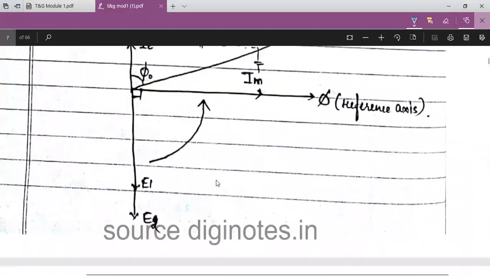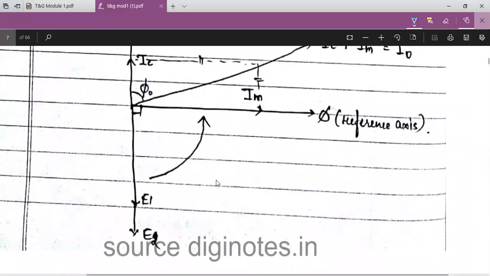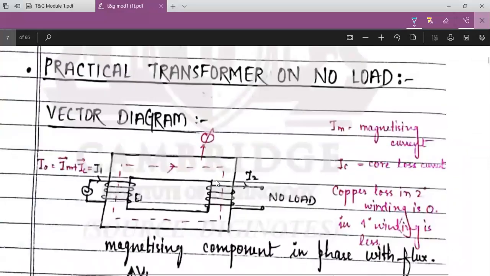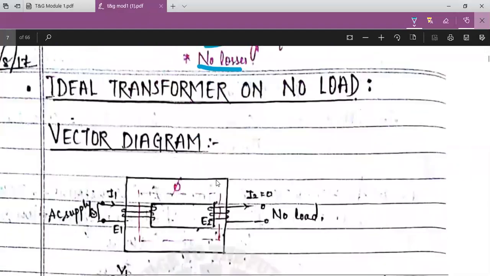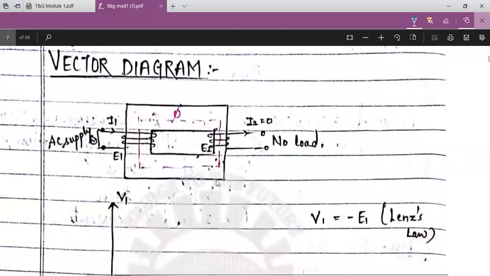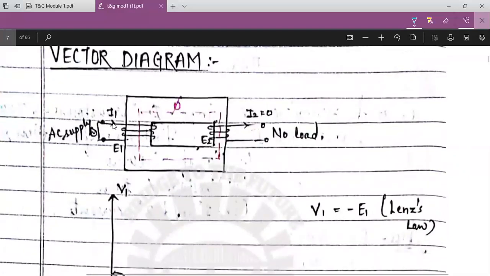So, ideal transformer on no load. Here the main thing is that you should understand the vector diagram. It is very easy to understand the vector diagram. Before that, you should understand what an ideal transformer is. Then you can easily understand the vector diagram of the ideal transformer. You can see here the ideal transformer.